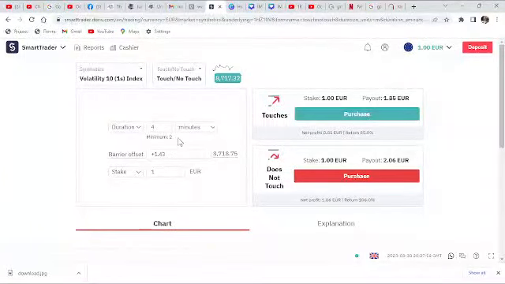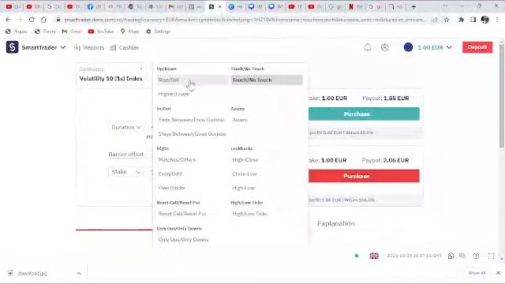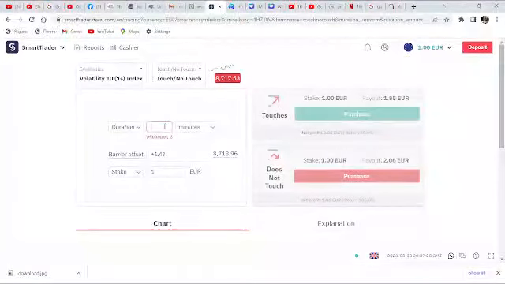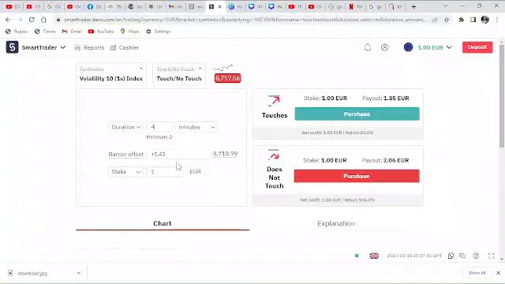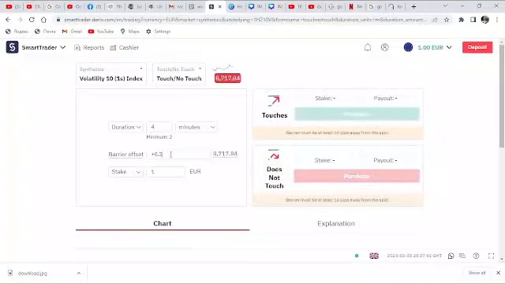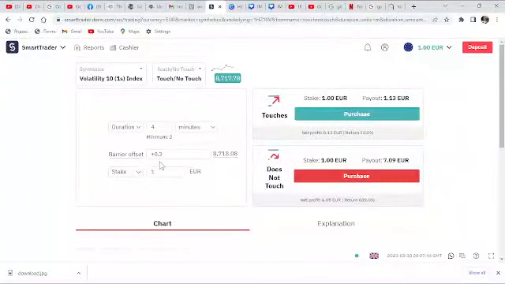Then what you are going to do is come on Touch or No Touch. You click on Touch or No Touch, and here it will be a 4 minutes interval, just the way it is. Here you're going to put the barrier at positive 0.3, and here we are risking €1.